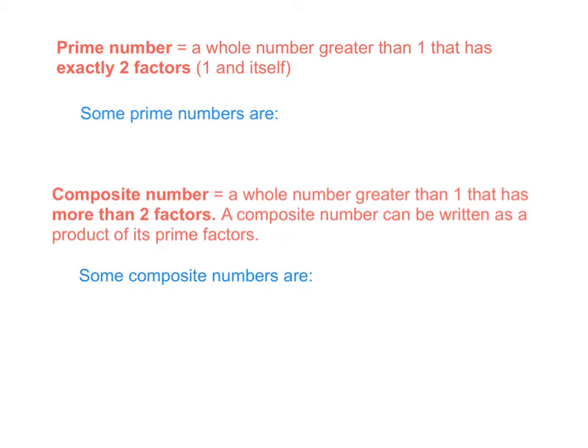A prime number is a whole number greater than 1 that has exactly 2 factors, only one and itself. Okay, so a prime number is a number that only has exactly 2 factors. Can a prime number have only 1 factor? No. Can a prime number have 3 factors? No. A prime number needs to have exactly 2 factors.